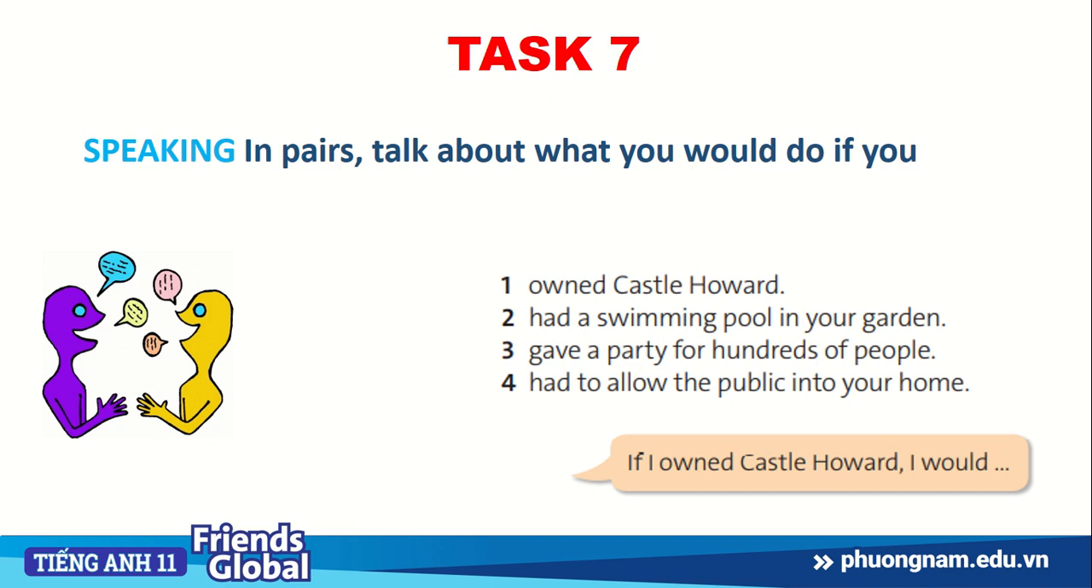And Task 7, speaking. In pairs, talk about what you would do if you owned Hogwarts Castle, had a swimming pool in your garden, gave a party for hundreds of people, had to allow the public into your home. Rồi các bạn có thể tìm một bạn để thực hành mẫu câu if ở điều kiện loại 2. Đó là không có thật ở hiện tại.